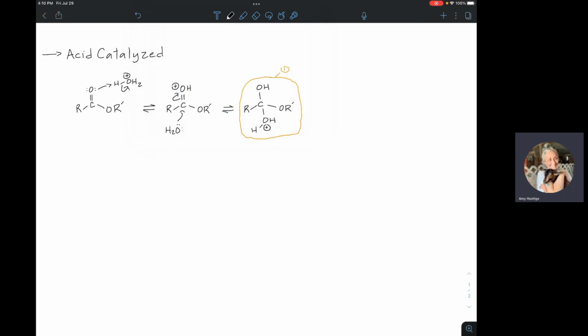This is done under aqueous conditions, right? Because it's acid catalyzed. So what you have is some more water that can come in and take that hydrogen away, return electron density to the oxygen. This is in equilibrium with your neutral tetrahedral intermediate. I'll re-explain all these steps after. I just want to get them drawn out for you.